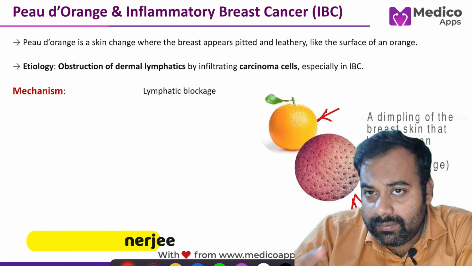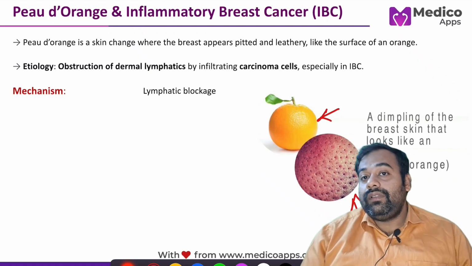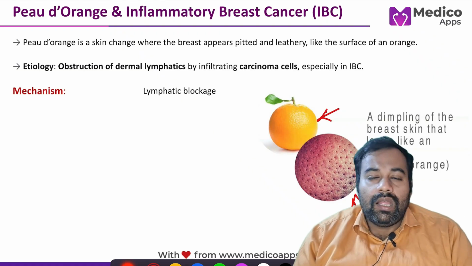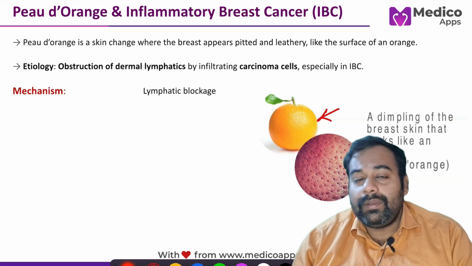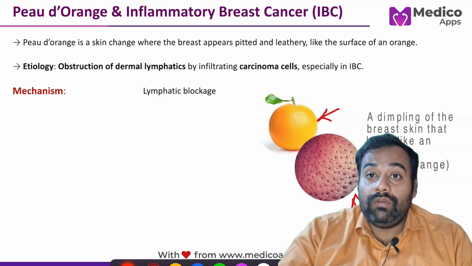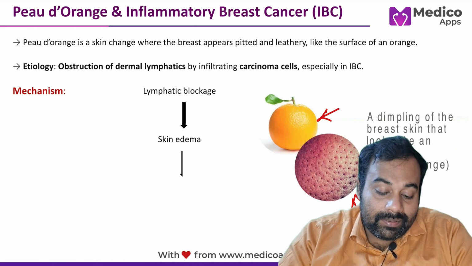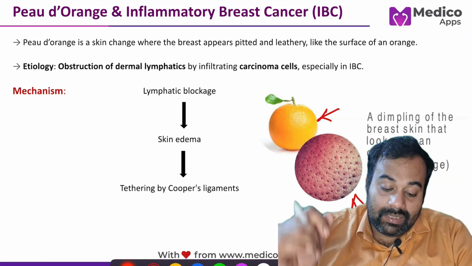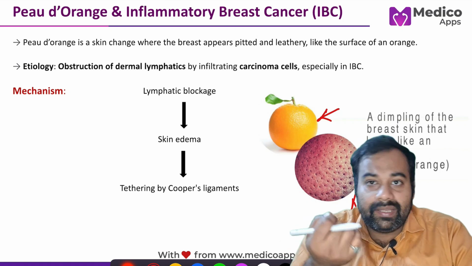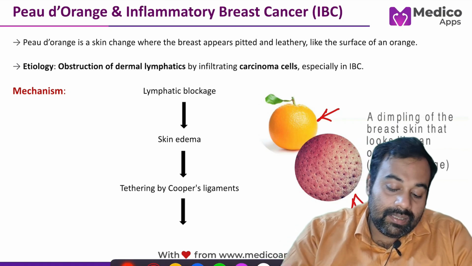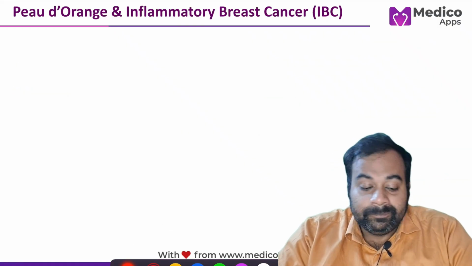Now, the basic mechanism: as there is a blockage of the dermal lymphatics, it is associated with skin edema, because the lymphatic drainage is blocked, right? So there is an appearance of the skin edema. Now, within the background of the skin edema, there is Cooper's ligament that is attached to the skin and gives a tethering effect, right? Which basically gives the patient a dimpled skin surface.